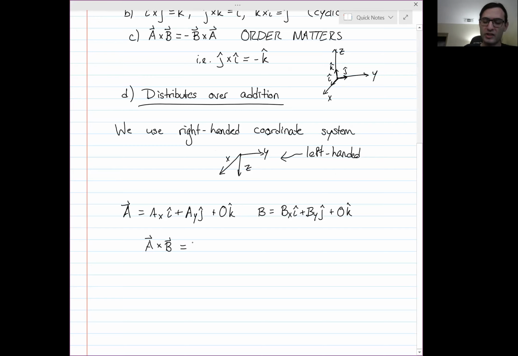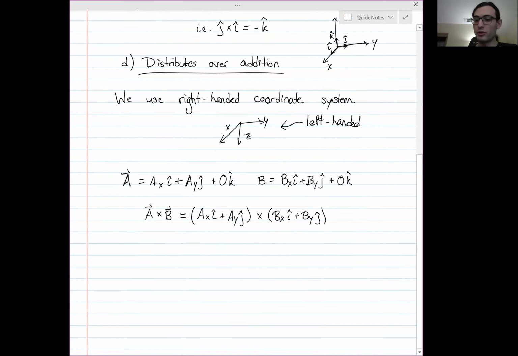So this is equal to, and I'm just going to drop these zeros because 0 times anything is 0, so we're just going to ignore them. So we have ax I hat plus ay j hat cross bx I hat plus by j hat. All right, so I'm going to do standard FOIL, first, outer, inner, last, right? So first, I would have ax bx I hat cross I hat.